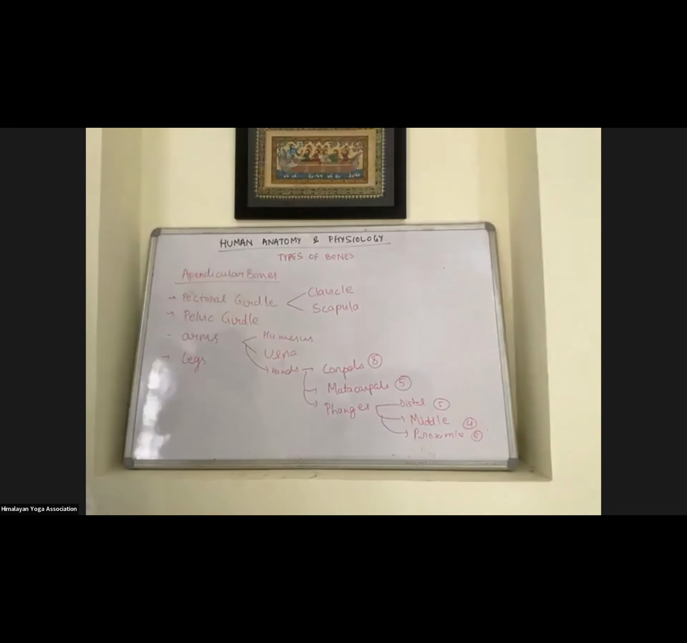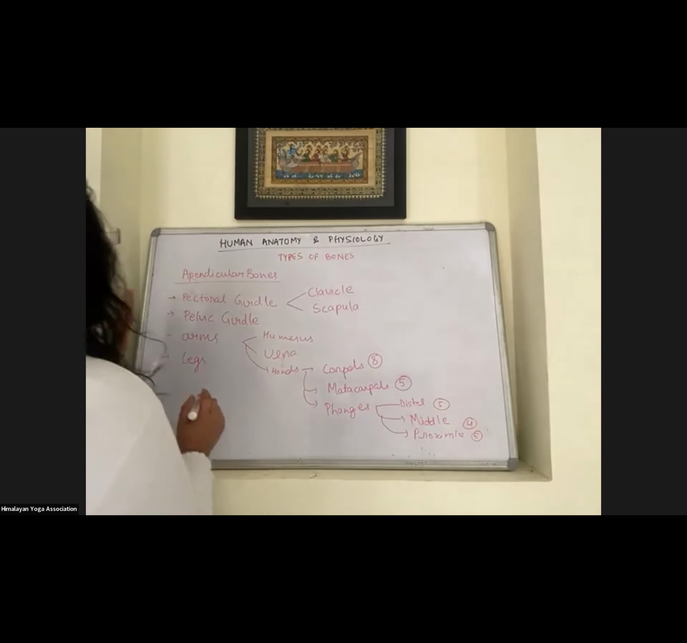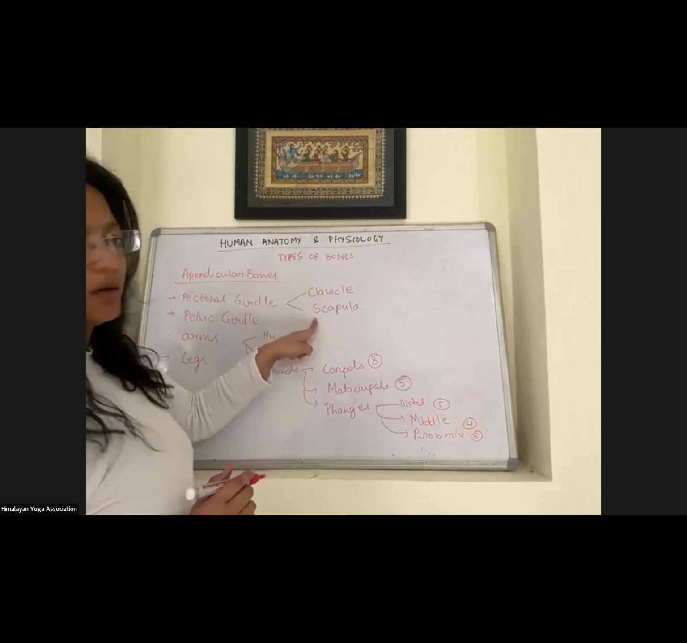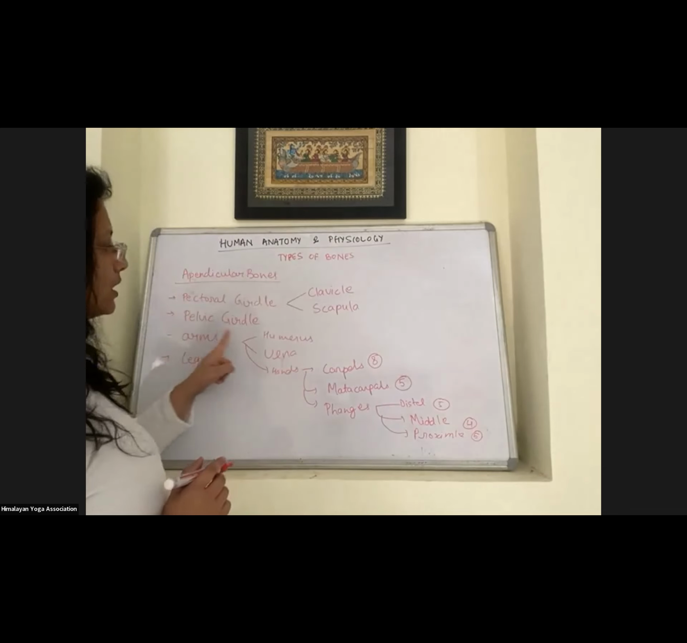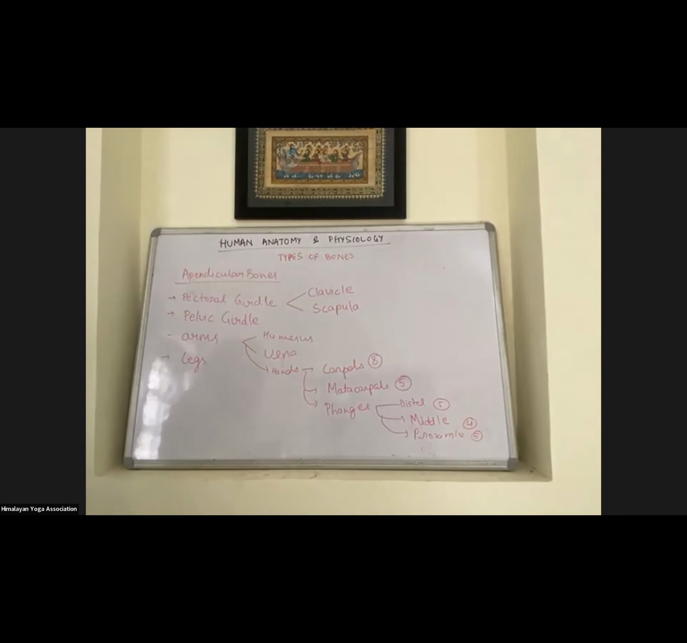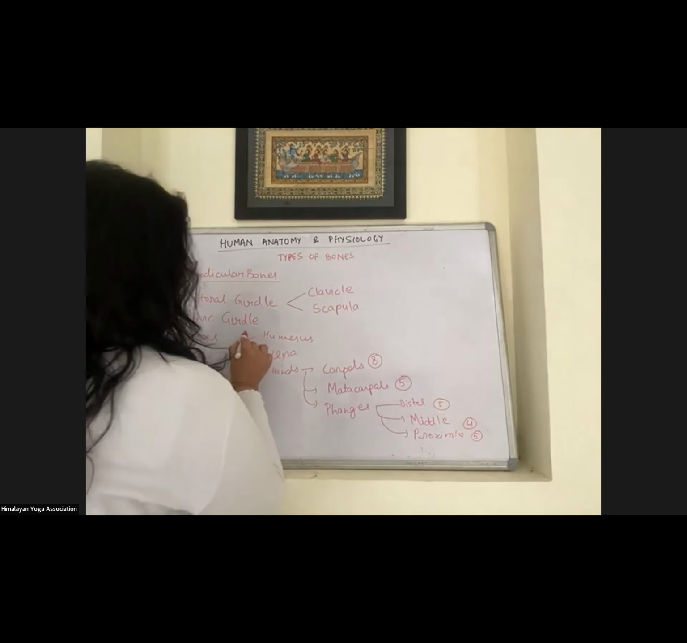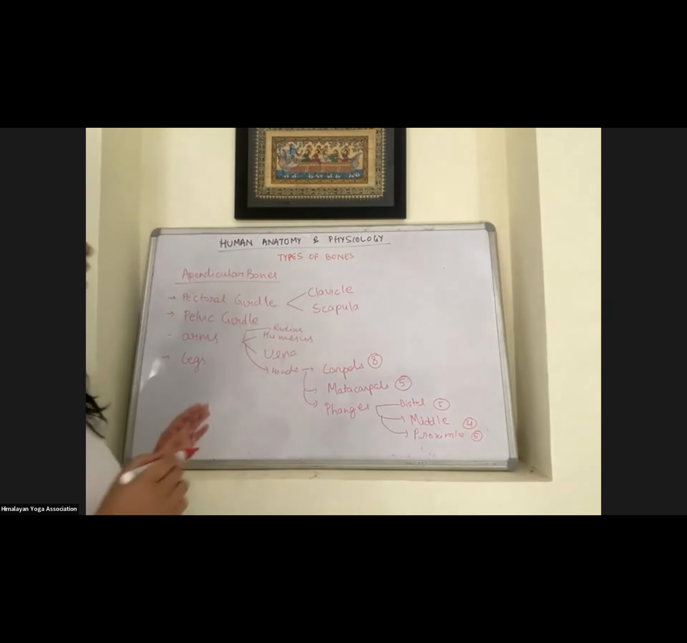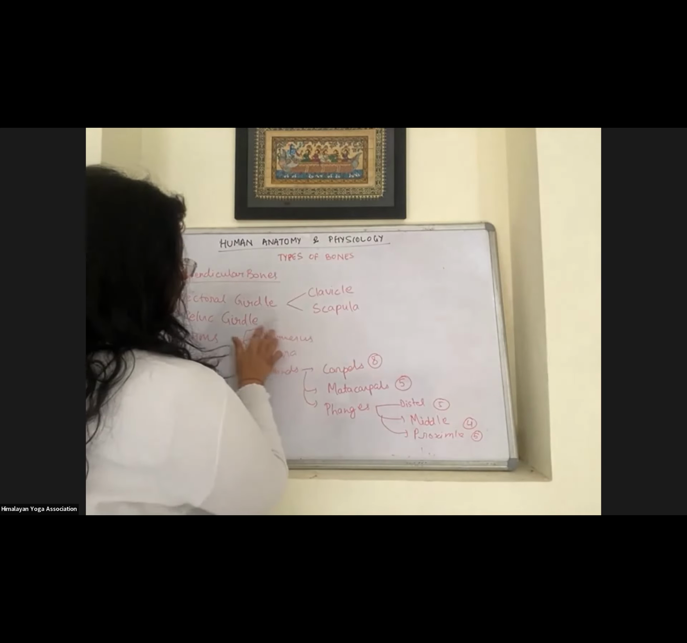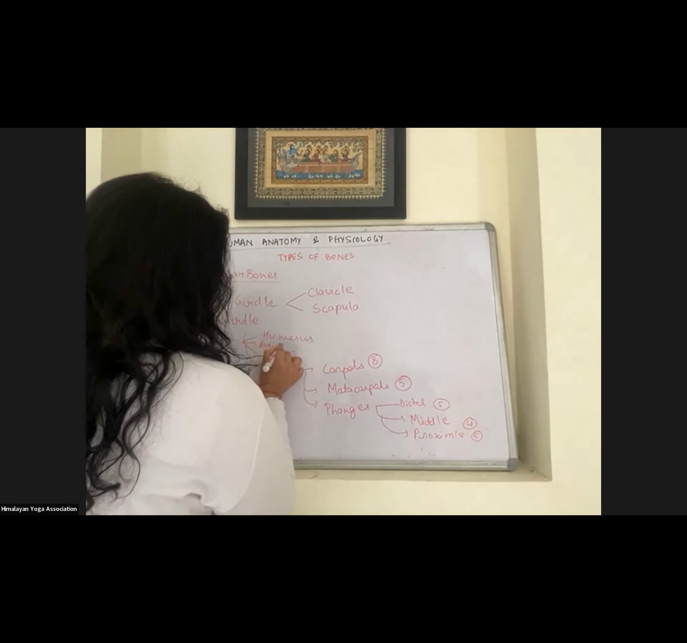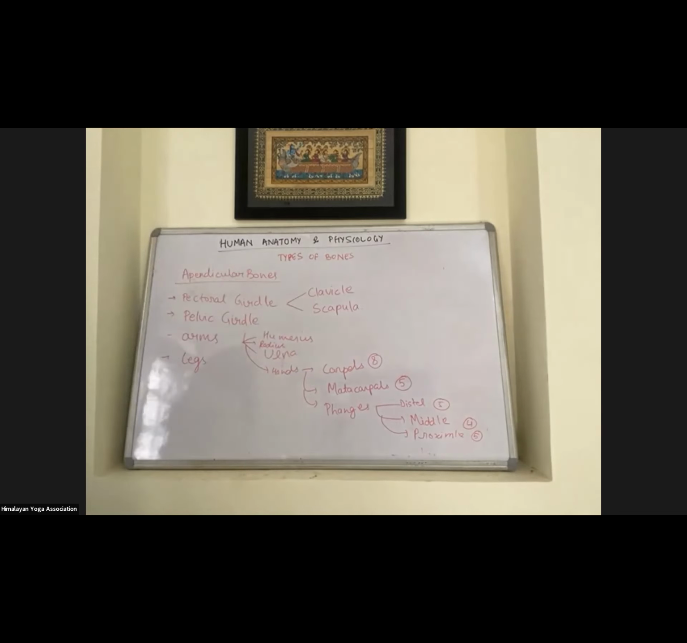Okay. So you see, in appendicular bones, we have pectoral girdle composed of clavicle and scapula. Then we have arms. They are composed of humerus, ulna, and radius. Okay, radius, humerus, ulna, and hand. Let's put it here.